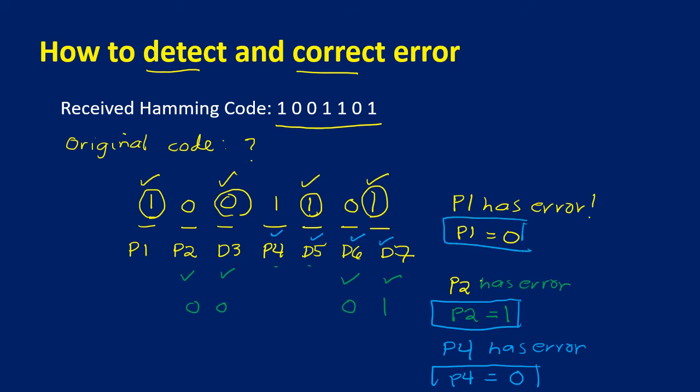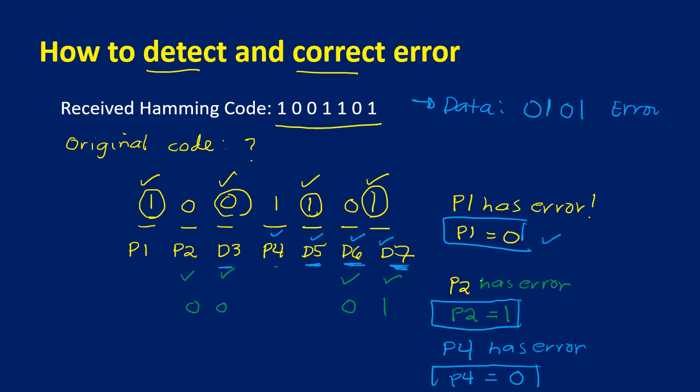Now, what is the error here in the data? Supposedly, in this case, the original data would be D3, D5, D6, D7, so that would be 0, 1, 0, 1. But this one has an error. So what is the original data? How do we correct it?